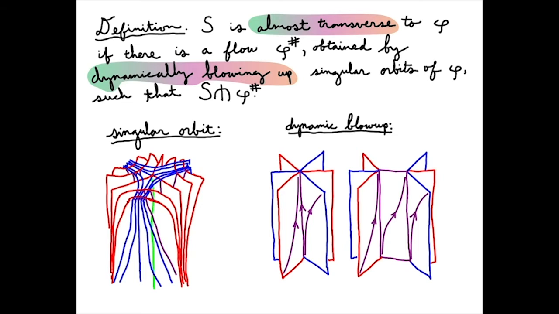And a dynamic blowup is an operation that takes one of these singular orbits and pulls apart the singular foliations at that orbit and replaces the singular orbit by a collection of annuli that are invariant under the flow. And so orbits in the annuli will spiral from one component to the other. I'm being a little vague here. More interesting behavior than what I've drawn can happen if you have more prongs. But this is a pretty good picture of what's happening.